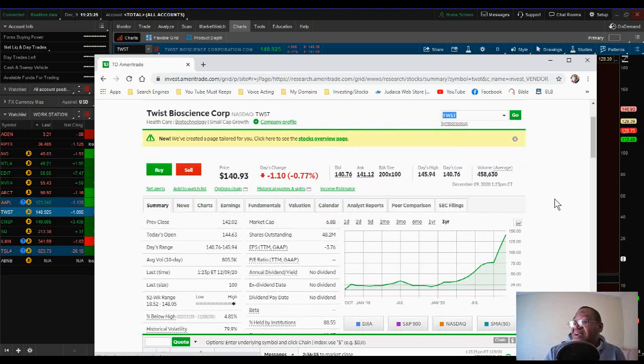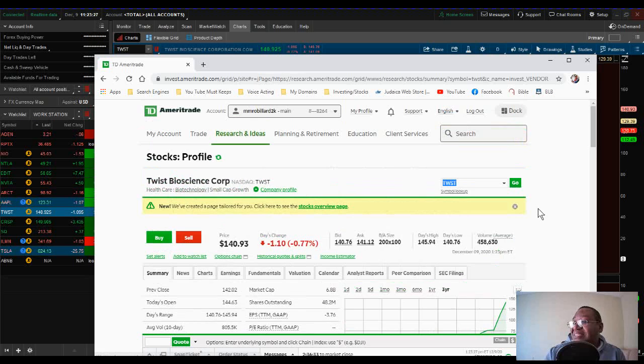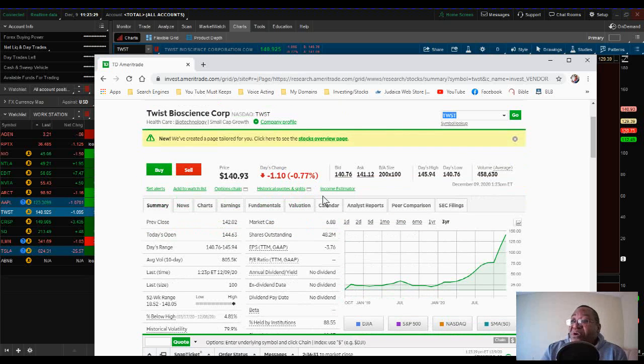All right, there we go. TWST. Now, this is the TD Ameritrade website. Very informative. There's definite information in here that I find a whole lot easier. You could probably find the same information in Thinkorswim, but to me, it's a whole lot easier to come and look at it from here.